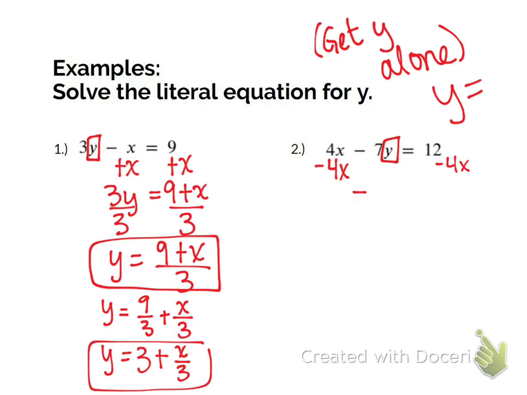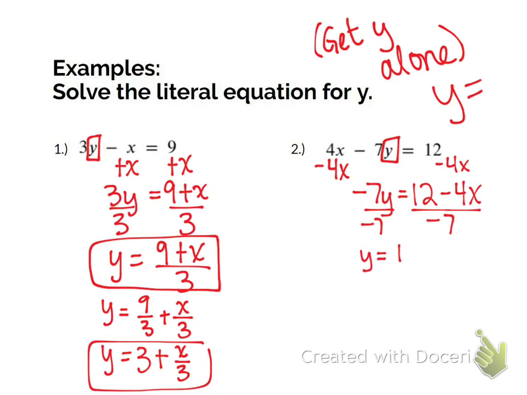Good. Do not drop the negative sign from that 7. And what would we have on the right side? 12 minus 4x. Remember, we cannot combine the 12 minus 4. Why not? Good. They are not like terms. We cannot combine them. What's my last step to get y all alone? Divide by? Negative 7. Make sure you are dividing by a negative.